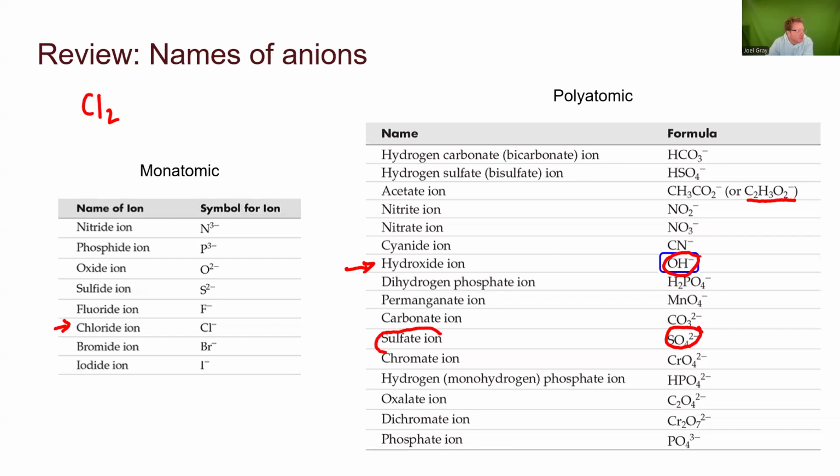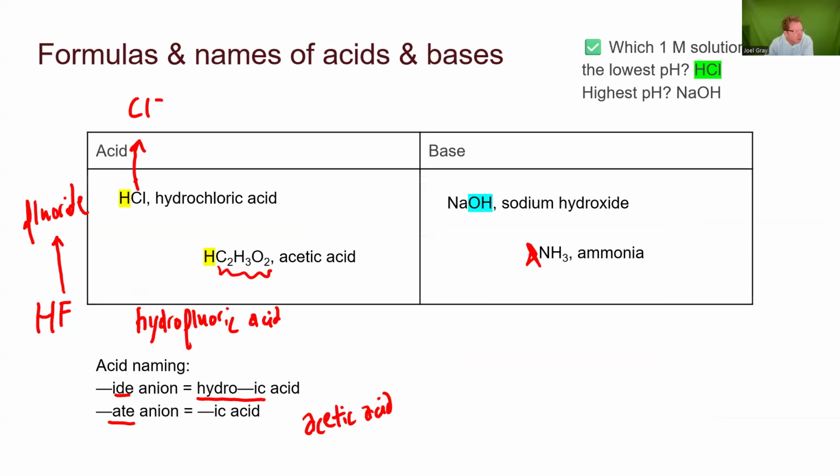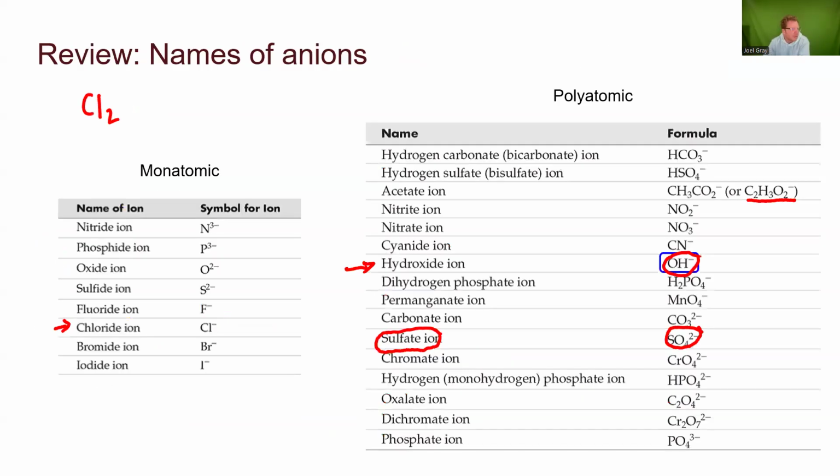Sulfate. Sulfate's a little bit tricky, and I don't know if I would say it's an exception, but we're adding a little bit of a wrinkle to it. Sulfate, we add a little bit of a wrinkle because we look at ATE and we drop that. We add URIC acid. So anytime you see that ic acid, think, well, that is stemming from something over here, this polyatomic ions chart.